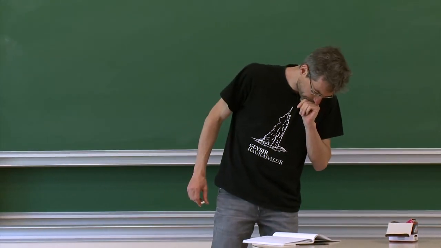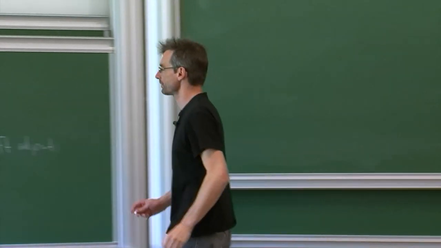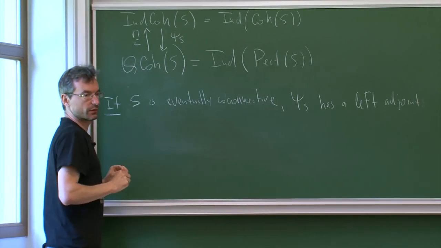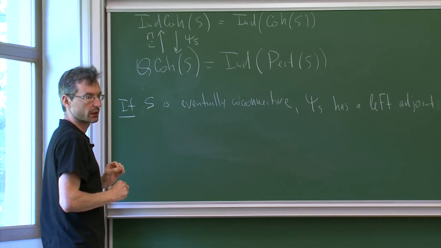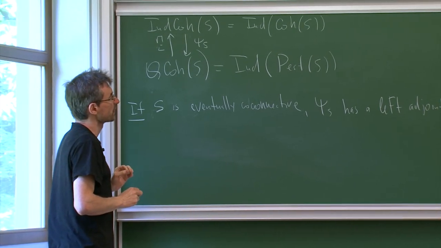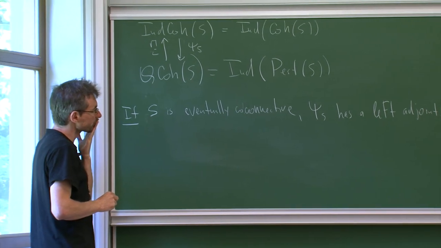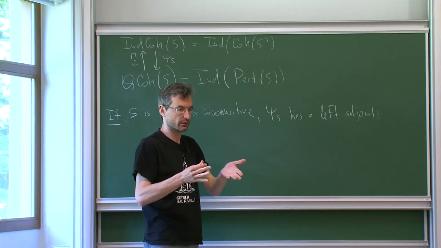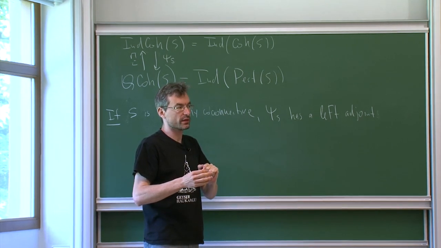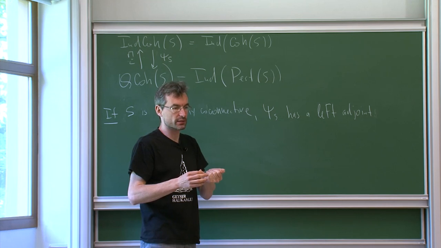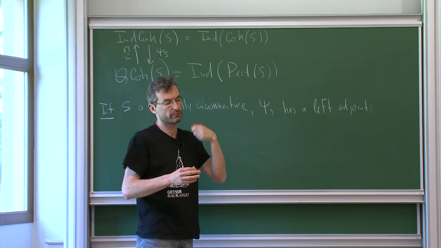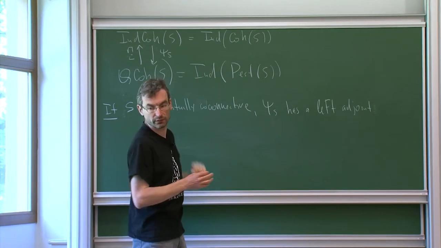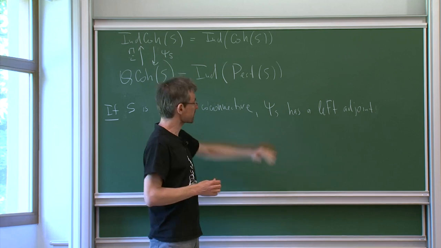Additionally, we said that if... No, this is completely evident. One thing is, it's easy to see that perf is indeed compact. And the only thing to check is that quasi-co was compactly generated. But it's easy to see, it's just generated by O. I mean for affines. Yeah, this was affine. Ah, only for affine.